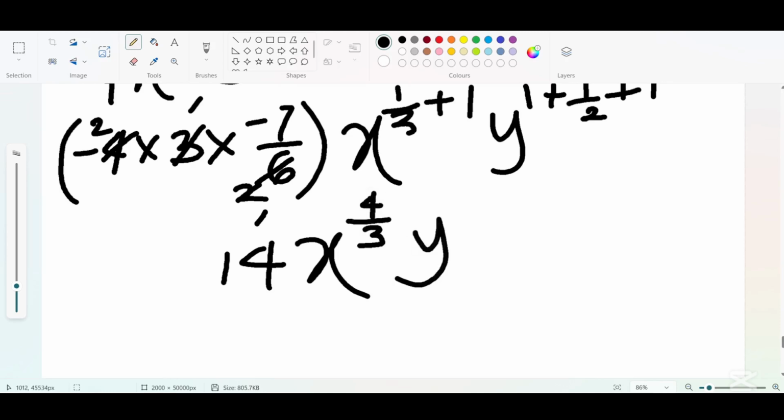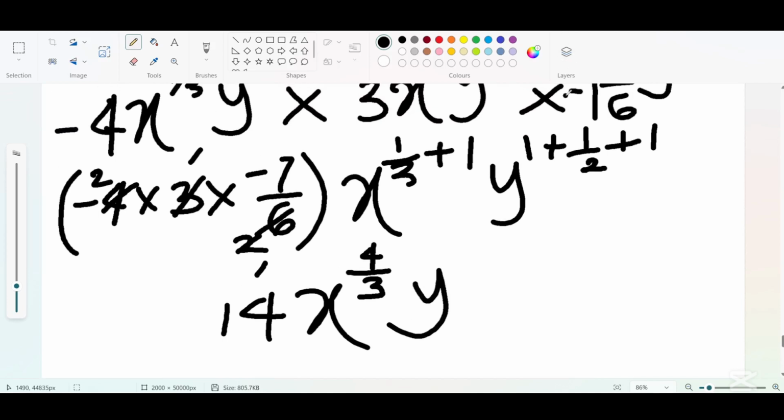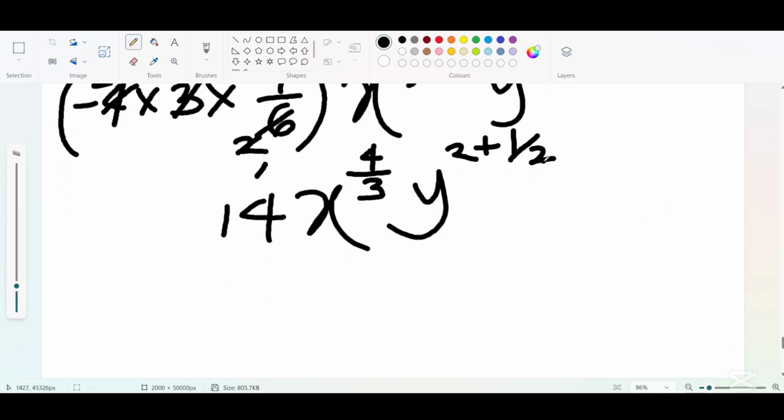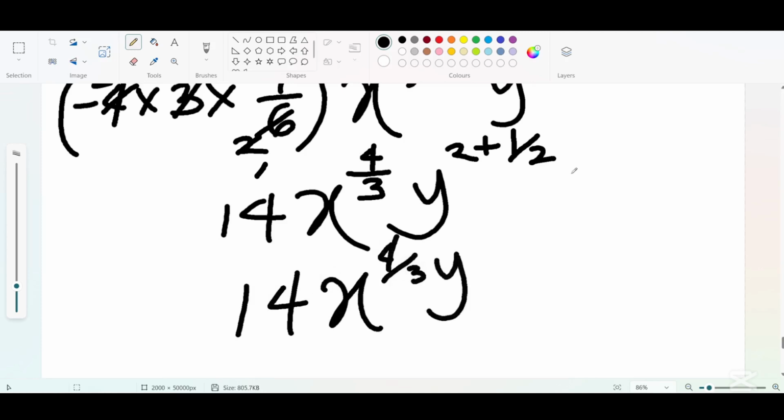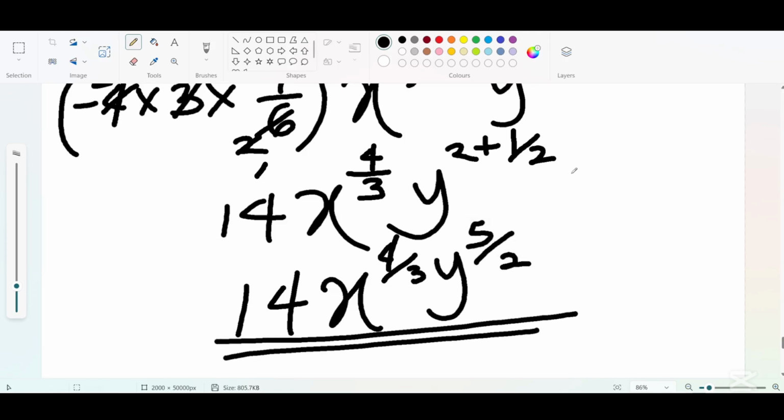Alright? So while this one is, of course, we know that these are whole numbers. So the two whole numbers can add first. So that will be 2 plus 1 all over 2. So when we want to add a whole number and a fraction, we just say 2 times 2, 4, plus 1, 5 all over 2. So this is going to be 14 x raised to power 4 over 3, then y raised to power 5 all over 2. So this is the final answer.